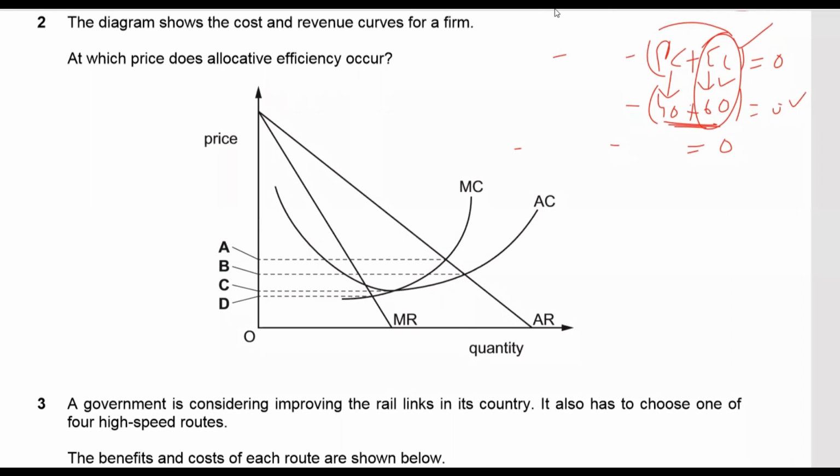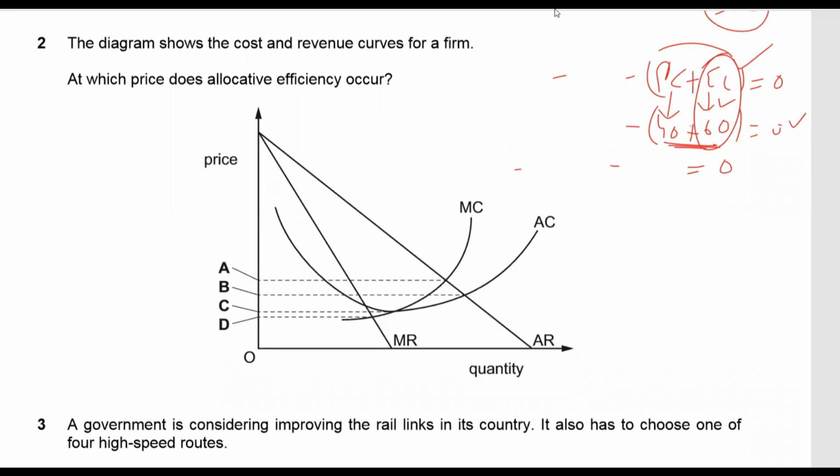Okay, now moving to question number 2. Question number 2 says the diagram shows cost and revenue curves for a firm. At which price does allocative efficiency occur? The condition for allocative efficiency is really simple: allocative efficiency is achieved when marginal cost is equal to average revenue. We can see that this is marginal cost and this is average revenue, and they intersect each other at this point, where you can see that option A is correct. So price will be A.